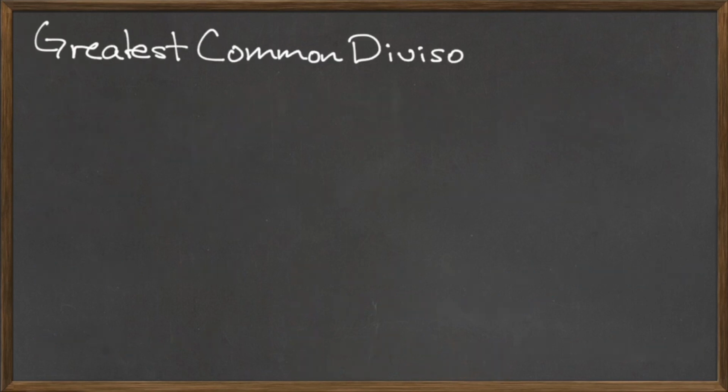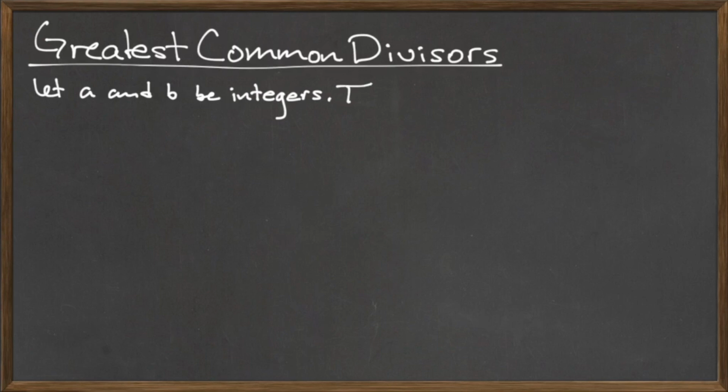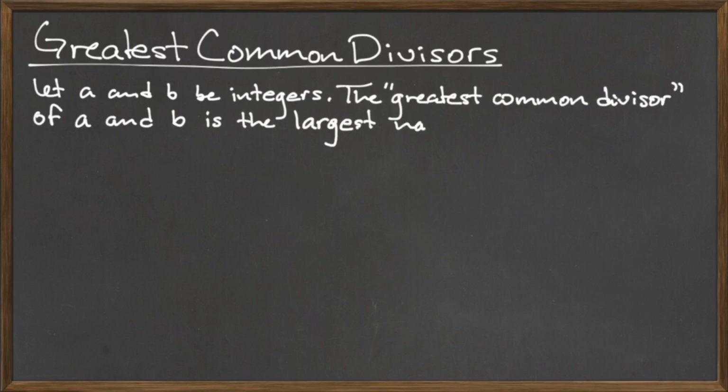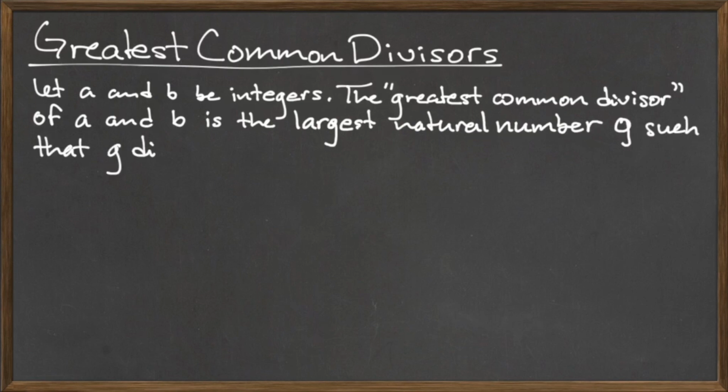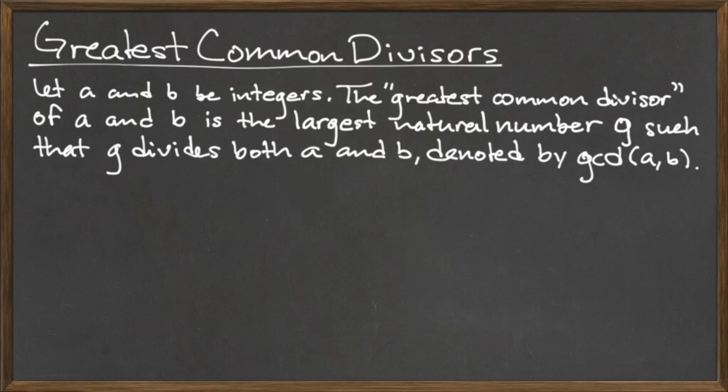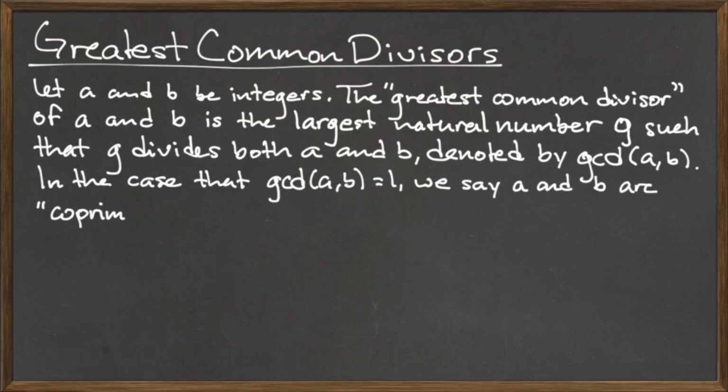Now we can talk about the greatest common divisor. Let a and b be integers. The greatest common divisor of a and b is the largest natural number g, such that g divides both a and b. We often denote the greatest common divisor of a and b by GCD of a and b. In the special case that the greatest common divisor of a and b is equal to 1, we say that the integers a and b are coprime.